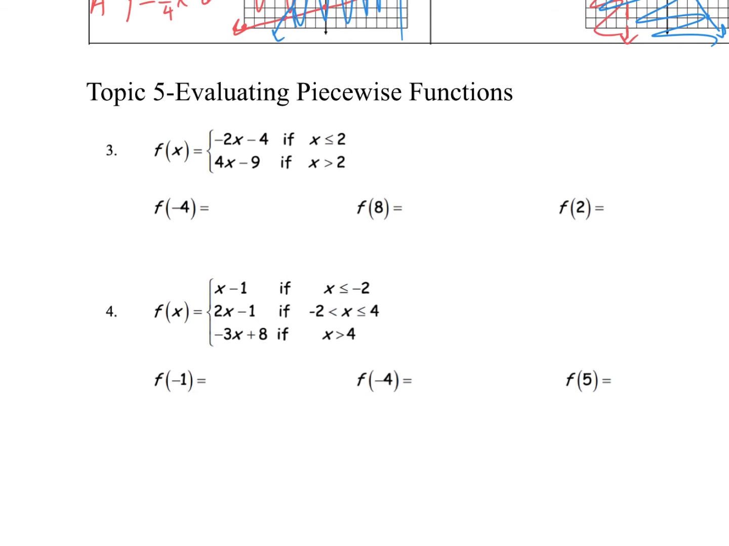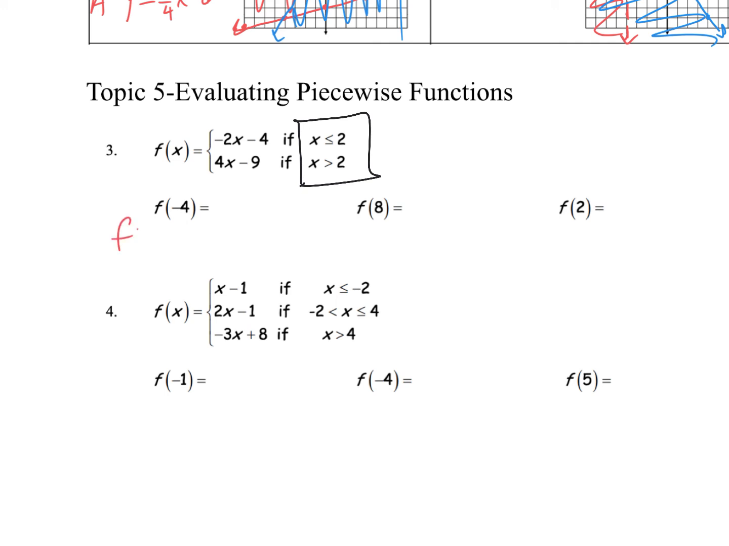All right, next topic, topic 5, evaluating piecewise functions. And you have to look to the restrictions to tell which function to use. So for our first one, we have f of -4. Well, is -4 less than or equal to 2? No. It's greater than, wait, hold on. Yes, it is less than or equal to 2. It's way less than 2. So we're going to use the first function.